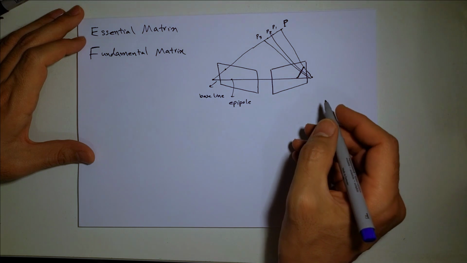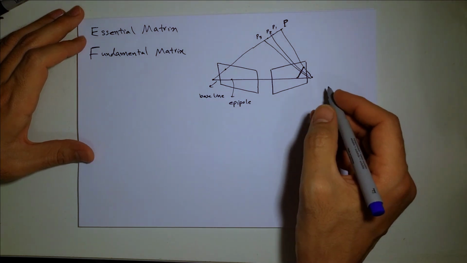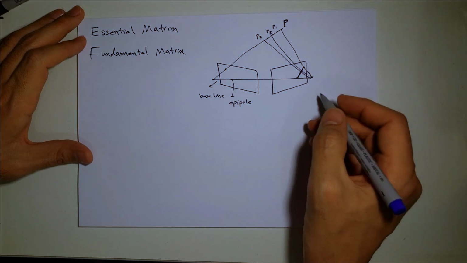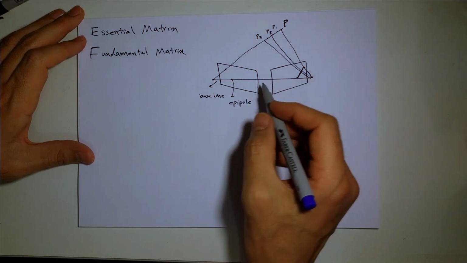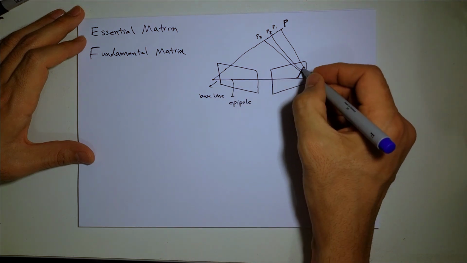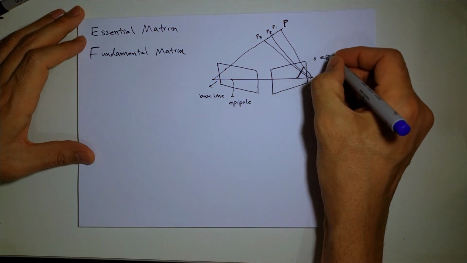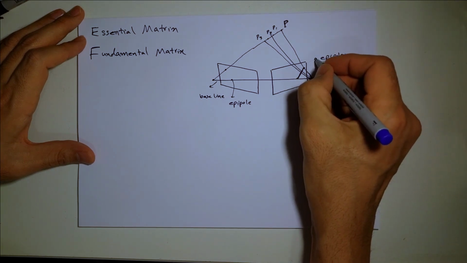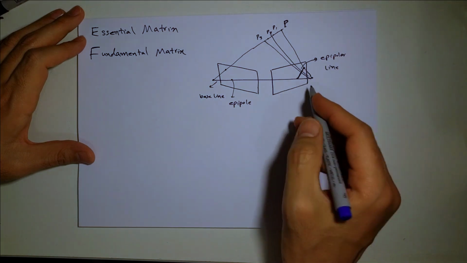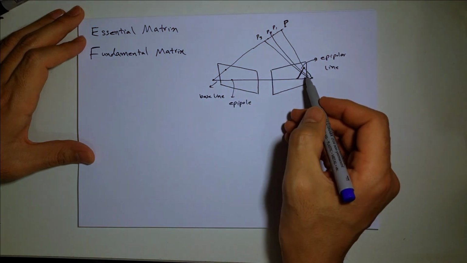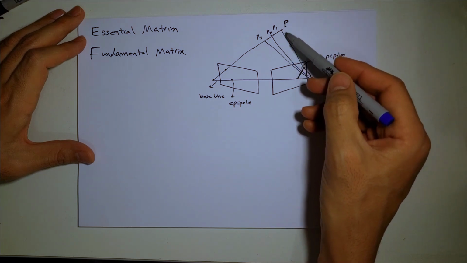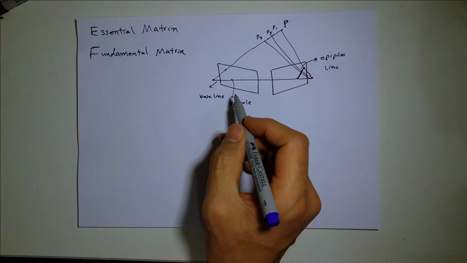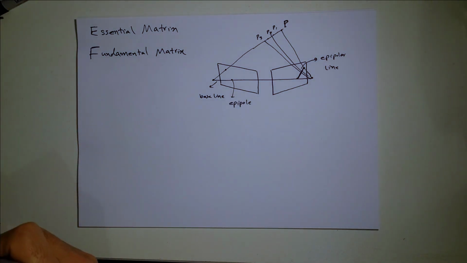So this is a geometrical constraint. Later on we will revisit it algebraically, and we will see that this constraint is also true algebraically. This is called the epipole. This is called the epipolar line for point P, and this plane is called the epipolar plane. If I move P up and down, I get another plane, but it always goes through these epipoles. That's the first thing that we need to review.